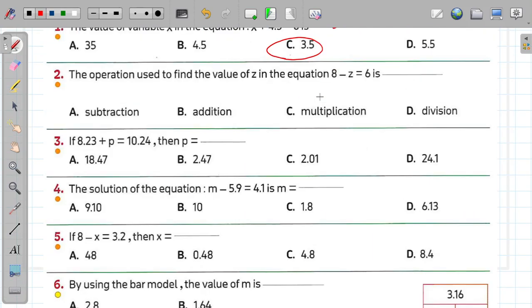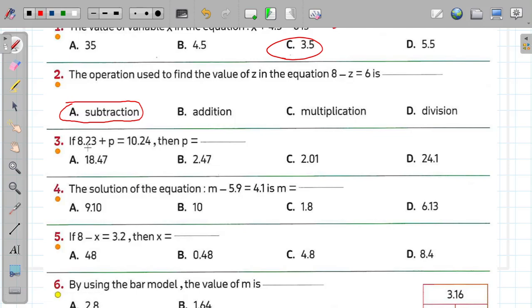Next, the operation used to find the value of z in the equation 8 minus z equals 6 is what? I want to find the value of z, so which operation? Okay, here z is part or total? z here is part, so I will use subtraction. But what is the value of z? I will think here about mental math. What is the number that we subtract from 8 to get 6? I think it will be 2. So I subtract 8 minus 6, and it gives me 2. So I use the subtraction operation to find the value of z.